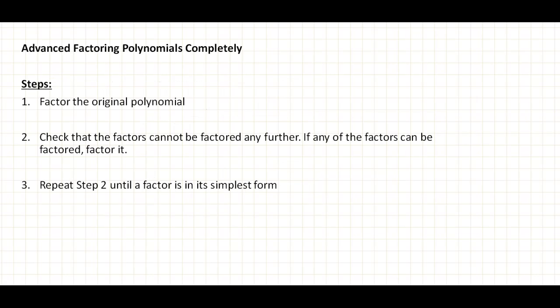Now how do you go about this? We're just going to keep factoring until we get to the point where we can factor no more. So we're going to factor the original polynomial and then look for the factors of that polynomial and make sure that that polynomial cannot be factored any further. You keep doing that until you get to a point where you have the polynomial at its lowest form, at its simplest form.